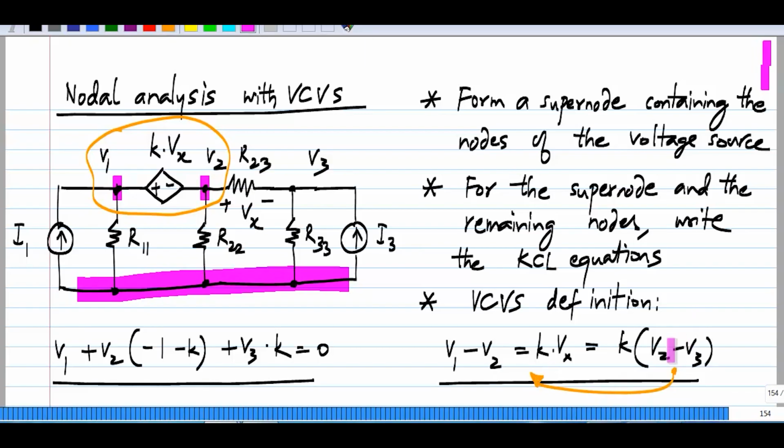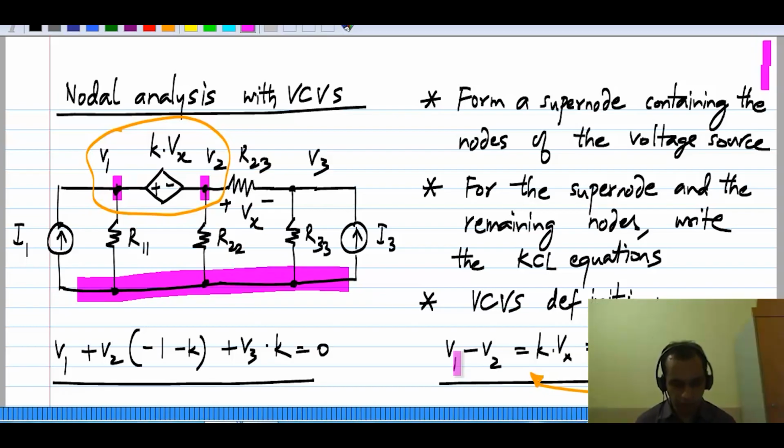Now in this particular case, V2 appears here and there as well, but that's not necessarily true in general. You can have the controlling nodes to be completely separate from the controlled nodes. So this is the equation that we have, and the other two equations are from the super node and node 3. So I'm not going to write that down here, but you can, from these three equations, solve for all the variables in the circuit.